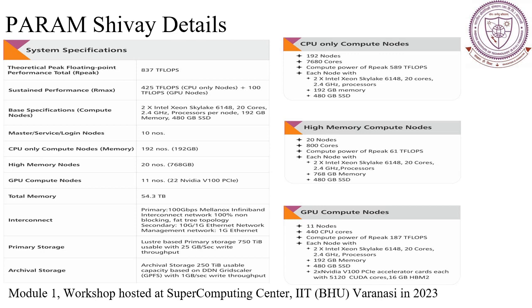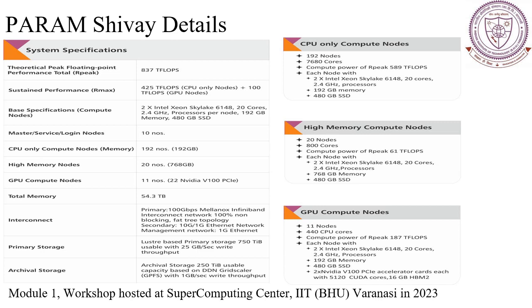Then the GPU compute node, that is the GPU node. We have a total of 11 GPU nodes, and in each GPU node we have two GPUs, which are NVIDIA V100 cards, and altogether the total memory is 54.3 terabytes. For the interconnect between all the nodes, we use Mellanox InfiniBand interconnect, and the primary storage is Lustre based, which is 750 terabytes with a write speed of 25 GB per second.